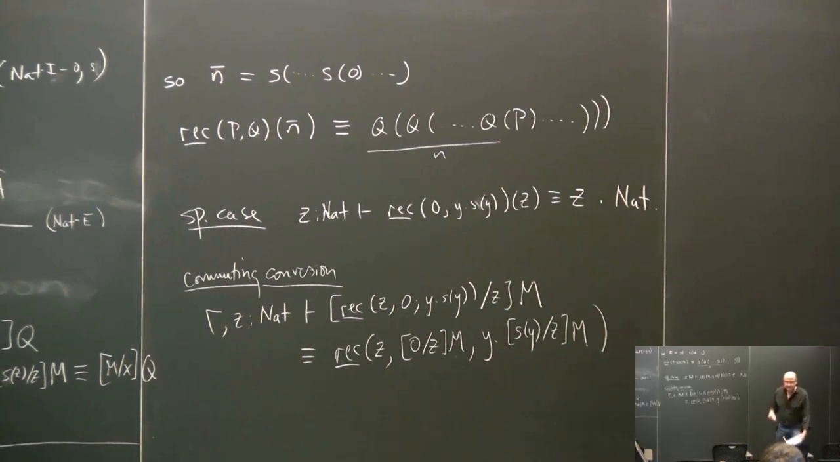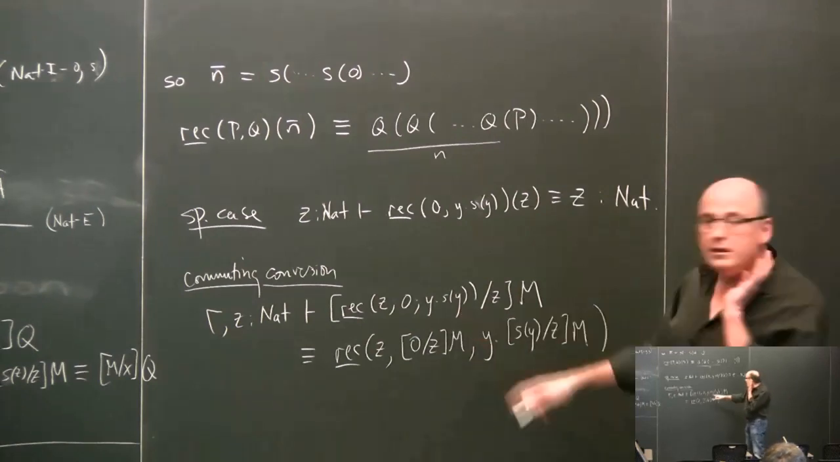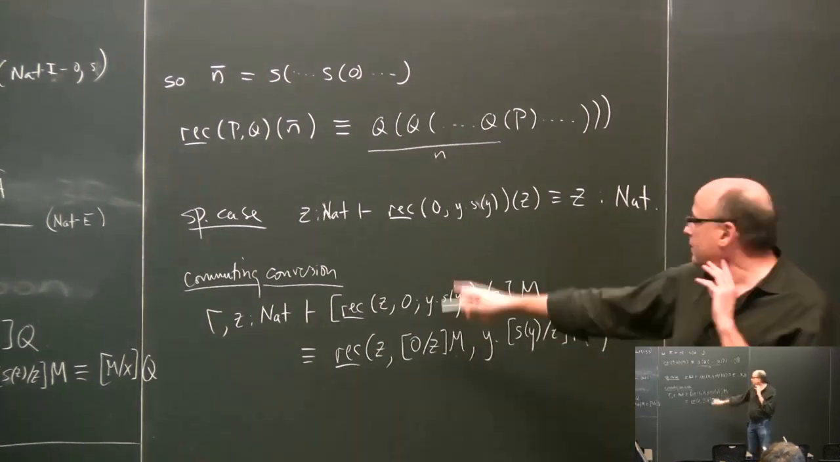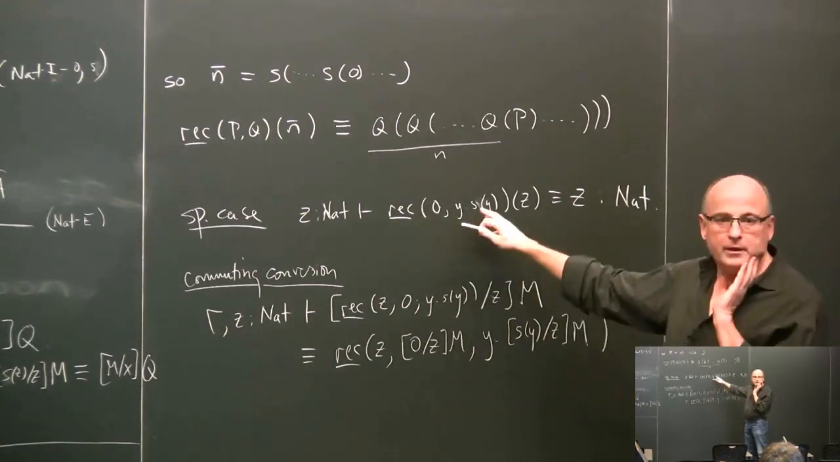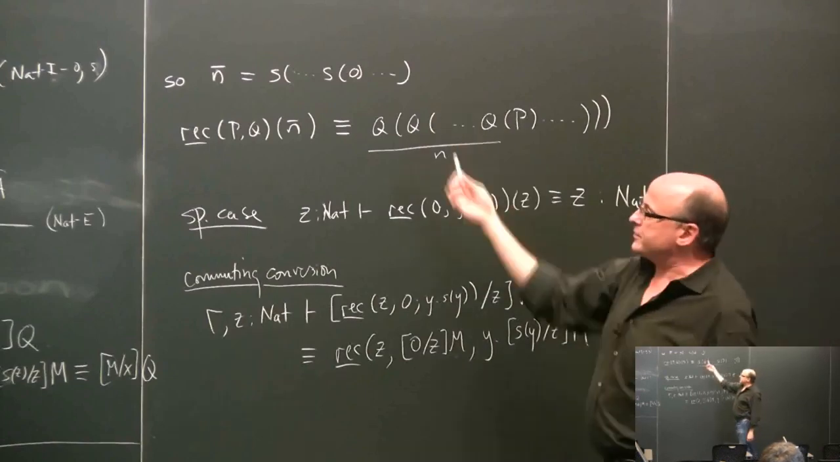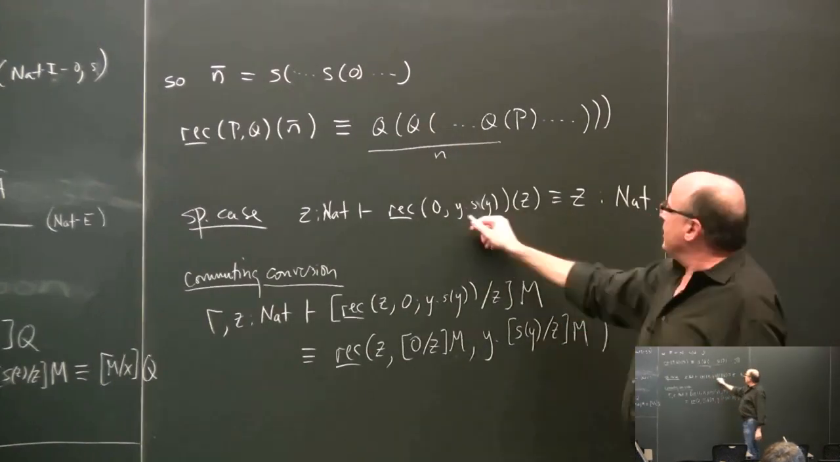Sorry, when you write y dot s of y. Did I make a mistake? No, I don't know. When you write y dot s of y, for example, in a special case, like here, you mean? What does that mean? Oh, S is the successor. That's just my notation. So when you juxtapose it with y.